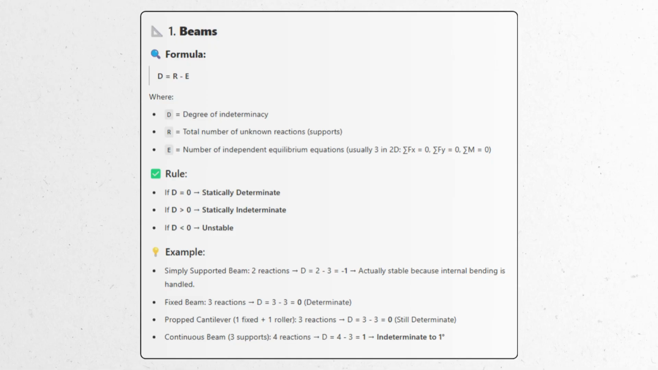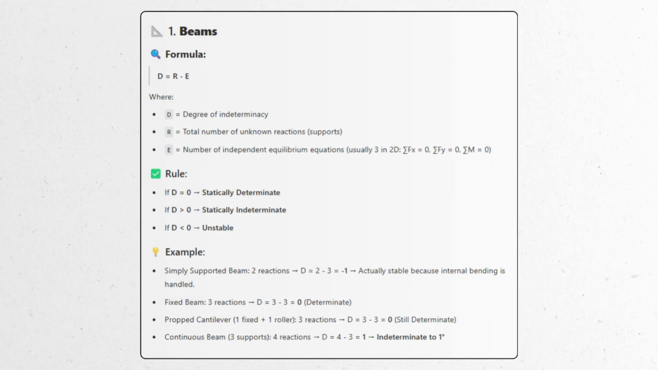In two-dimensional structures, we have three equilibrium equations: sum of horizontal forces, sum of vertical forces, and sum of moments. In three-dimensional structures, we have 6 equilibrium equations. Now, the interpretation is very important. If the degree of indeterminacy is 0, the beam is statically determinate.